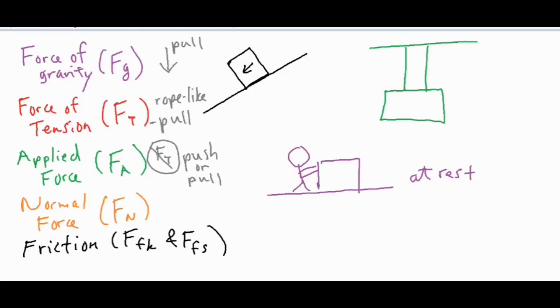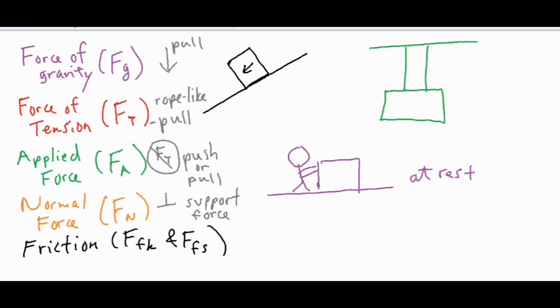For normal force, the word normal in this case means perpendicular. So I'll call it a perpendicular support force, but it's not necessarily always supporting an object. If two things are in contact with each other, there is always a perpendicular force acting. But a lot of times it is from the actual surface itself.